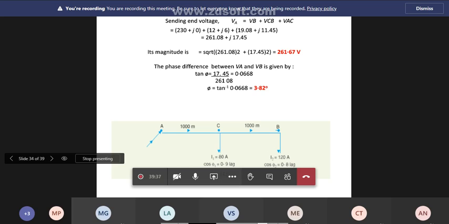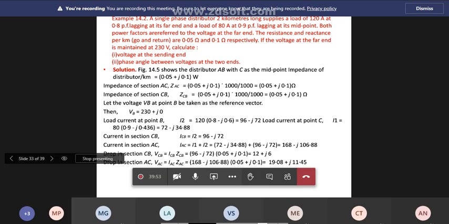Now we have to calculate current at B, that is I2, 120 into cos phi 2 minus j sin phi 2, 0.8 minus j 0.6, the value is 96 minus j 72 amperes. Load current at point C, that is I1, 80 into cos phi 1 minus j sin phi 1, this value is 72 minus j 34.88. So currents at the points are calculated.